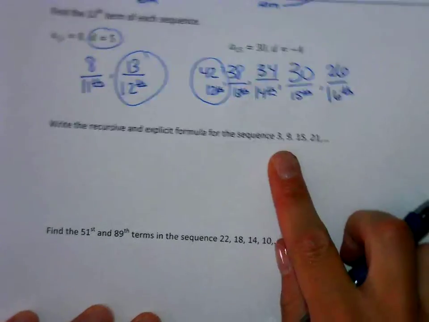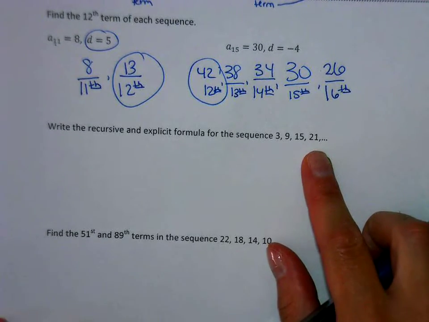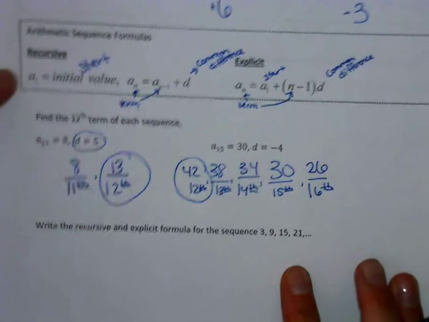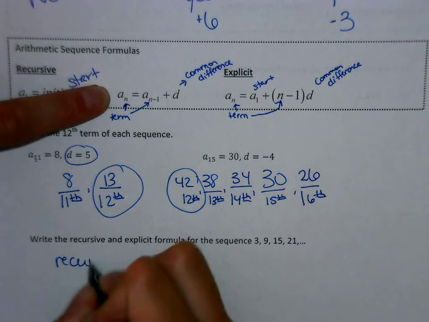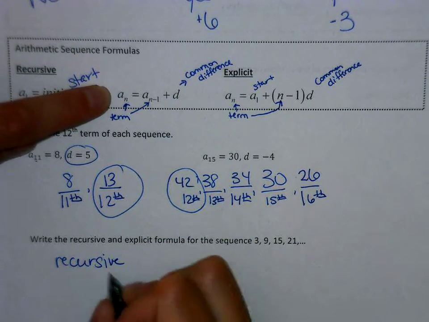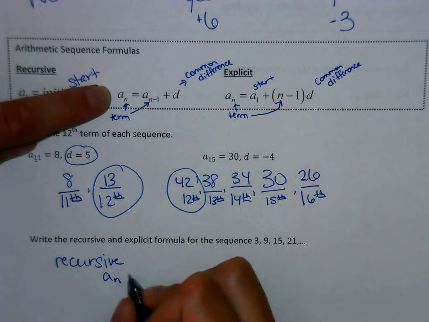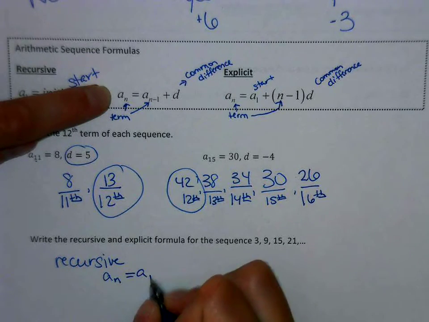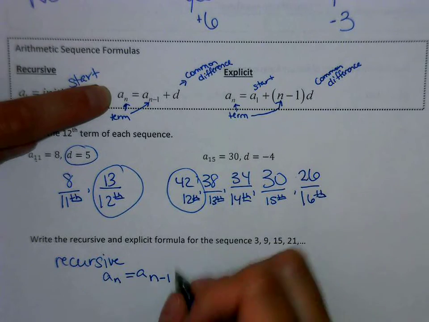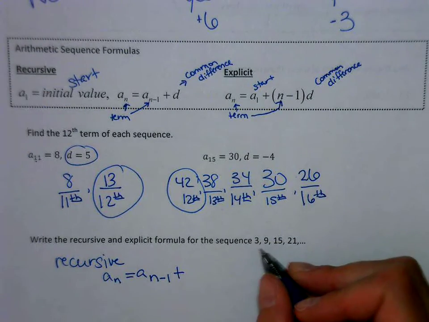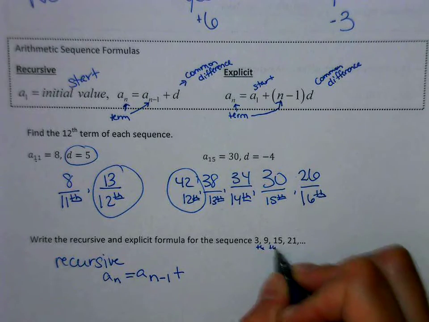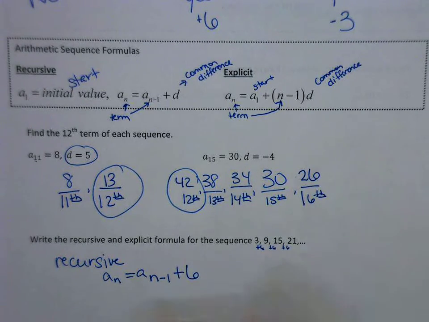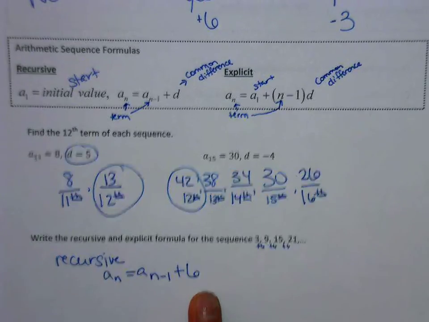Alright, using this sequence, you want to write both the explicit and the recursive. So let's take a look back up here. We'll start with the recursive. The recursive formula is a sub n, because we don't know the term we're looking for, equals a sub n minus 1 plus our common difference. Our common difference is that we are adding 6 each time. So here's our recursive formula.